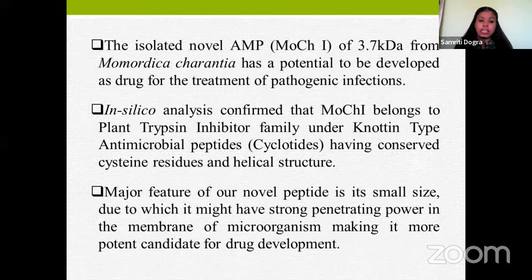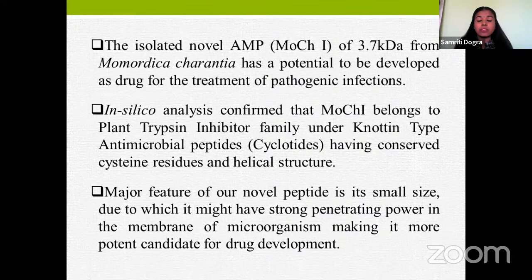In silico analysis confirmed that MOCH1 belongs to the plant trypsin inhibitor family, under the Knottin-type antimicrobial peptides, which come under cyclotides, and have conserved cysteine residues and a helical structure. The major feature of our novel peptide is its small size, due to which it might have a strong penetration power, penetrating within the membrane of the microorganism and making it a more potent candidate for drug development.